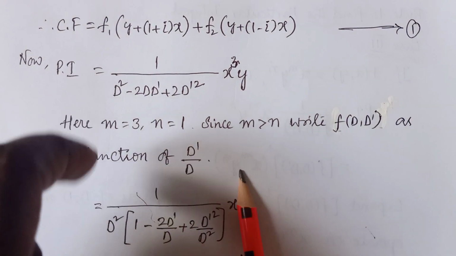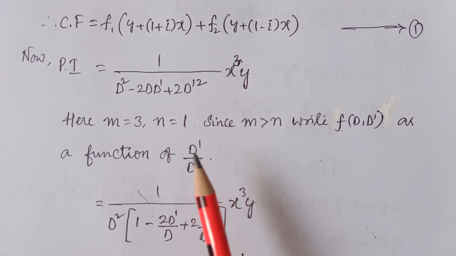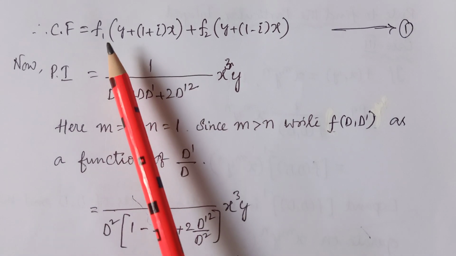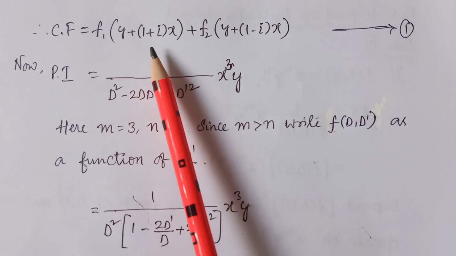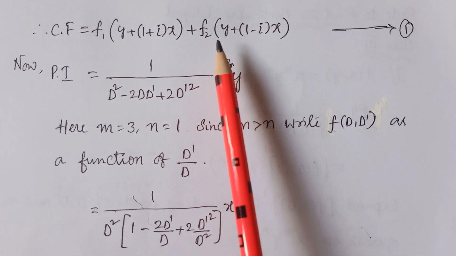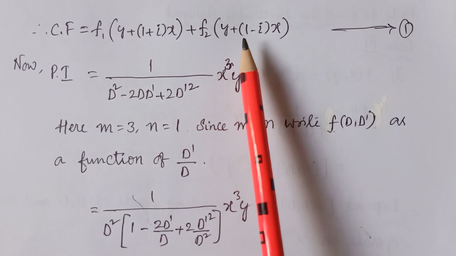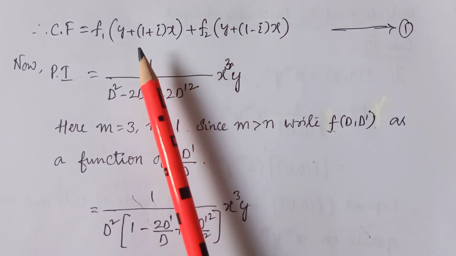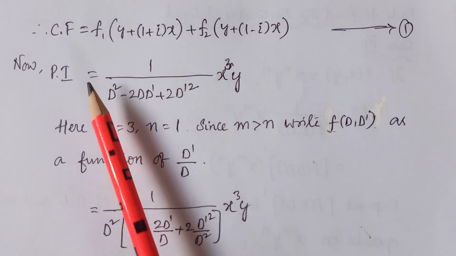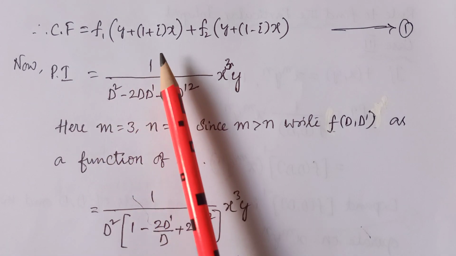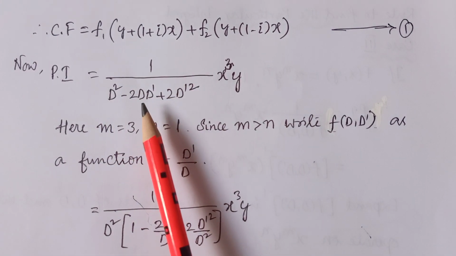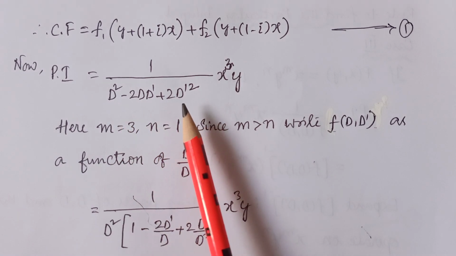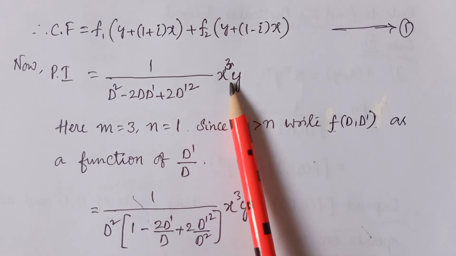Now, since the roots are imaginary here, the complementary function is f1 of y plus (1 plus i)x plus f2 of y plus (1 minus i)x. This is the complementary function since the roots are 1 plus i and 1 minus i. Now, finding the particular integral, that is equal to 1 by f of D comma D dash, that is capital D square minus 2D D dash plus 2D dash square into x cube y.